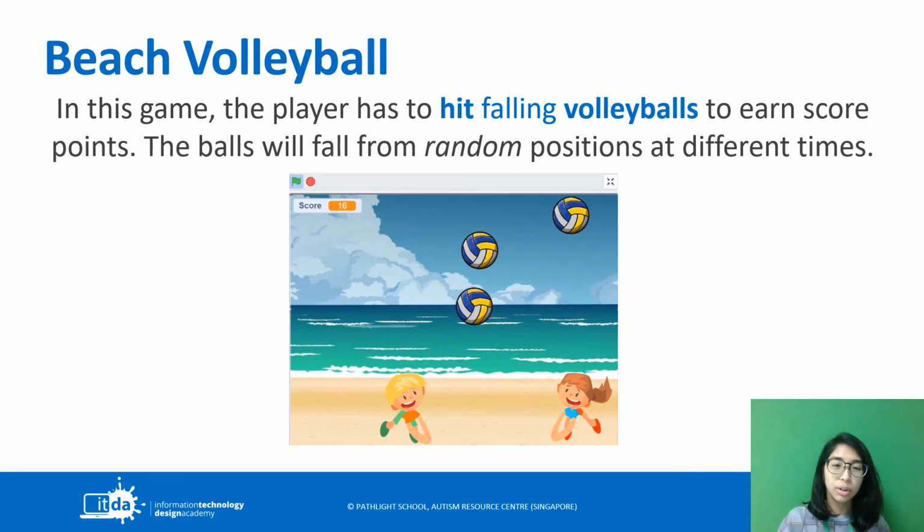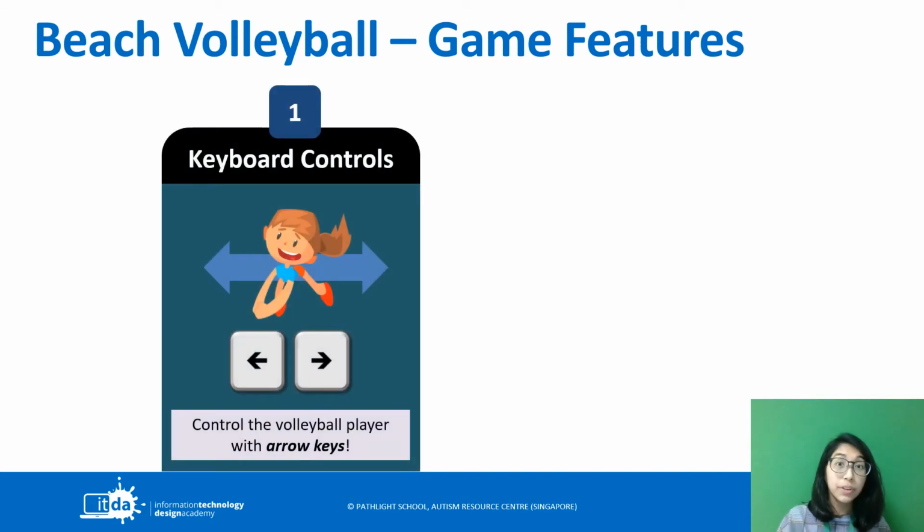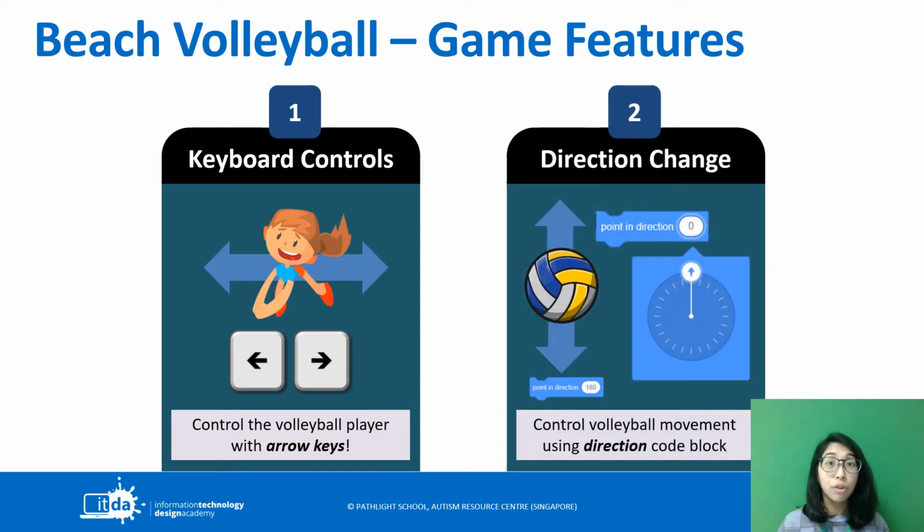Okay? So let's see what are the game features that we have in this game. So firstly, you're going to have player sprites that will be moved using keyboard controls. So your first player will be controlled using arrow keys. All right. And of course, you're going to have a falling volleyball that will also bounce. So this ball is going to be coded to move forever.